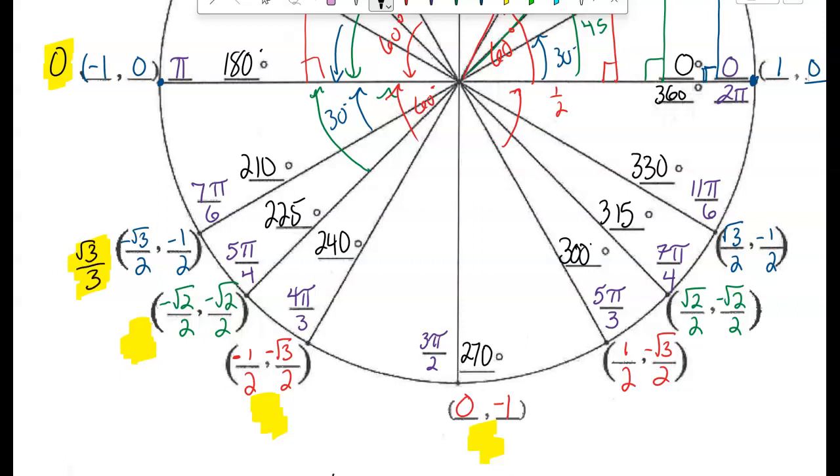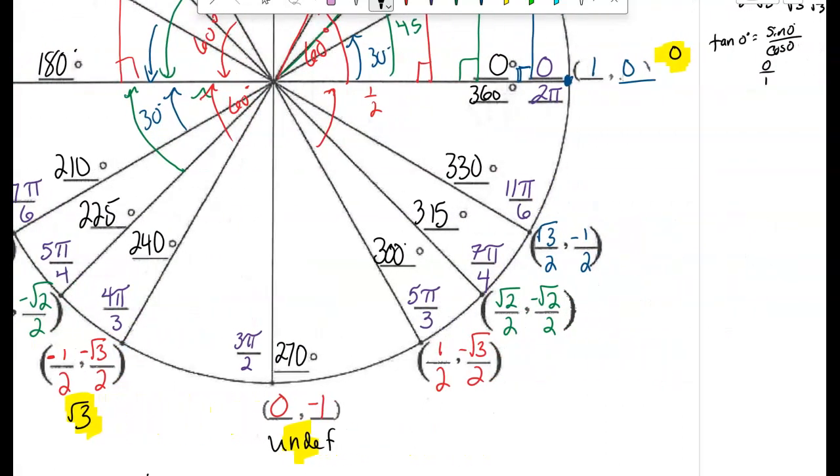So what's this one going to be over here for 7 pi over 6? Root 3 over 3. What is it going to be for 5 pi over 4? 1. What is it going to be for 4 pi over 3 or 240 degrees? Root 3, okay. What is it going to be for 3 pi over 2 or 270? And guys, you can easily calculate this. Sine over cosine or y over x. Undefined, right? Excellent. I bet you guys are probably figuring out the patterns for this.